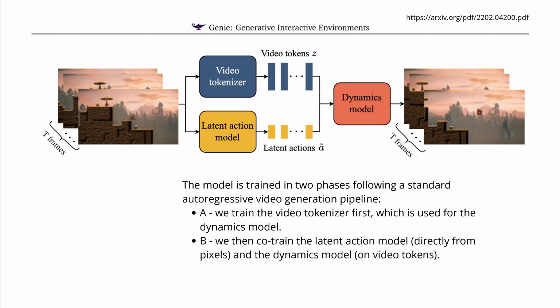Beautiful. So talking about training, how you train the system, because it has 3 elements, so it's a little bit more tricky to pre-train it. 2 phases. Follow the standard autoregressive video generation pipeline methodology. First, and again, focus on the video tokenization element, which is used for the dynamics model. You see, yeah, it goes into the dynamics model. And B, Google co-trains the latent action model directly from the pixels and the dynamics model on the video tokens. Of course, it has to understand what is happening between the different video frames in sequential order.